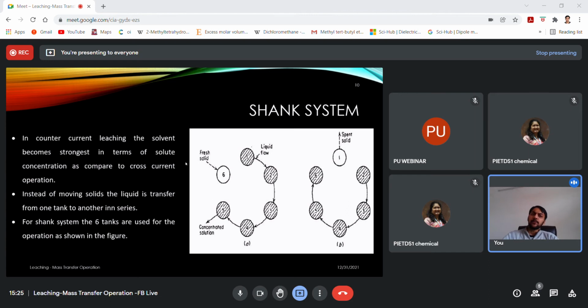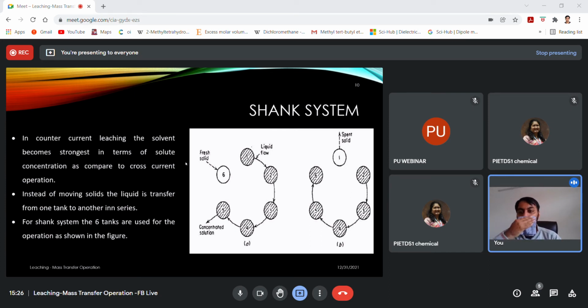Another important system that has been studied for very effective leaching operation is the Shanks system. Of course, this is a very important topic for the university syllabus curriculum as well. Now there are 6 tanks, all arranged like this, right? And it is a counter current leaching operation.